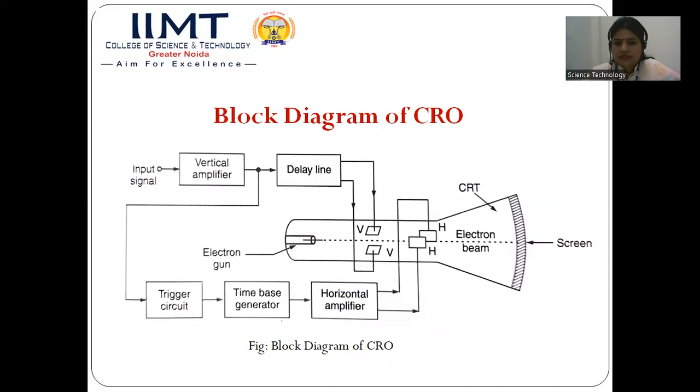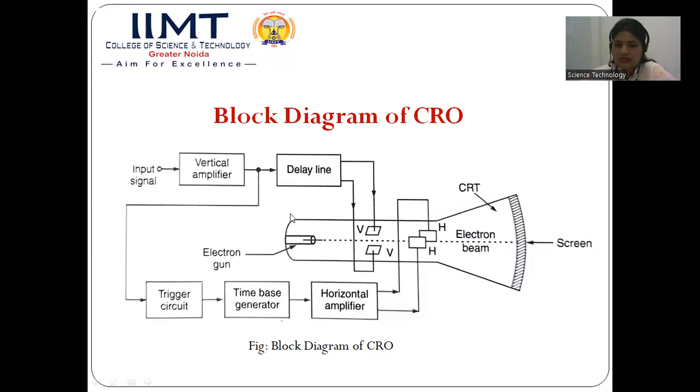Now we will discuss the construction, working, and the different components of the CRO. This is a block diagram of the CRO. The CRO basically consists of a vertical amplifier, a delay line, trigger circuit, time-base generator, and horizontal amplifier. And this portion is known as the CRT, the cathode ray tube. It is basically the heart of a CRO. It performs the main function in the cathode ray oscilloscope.